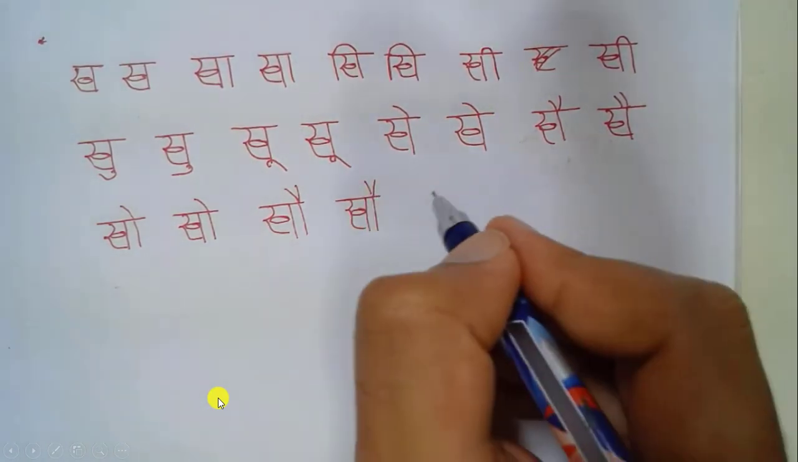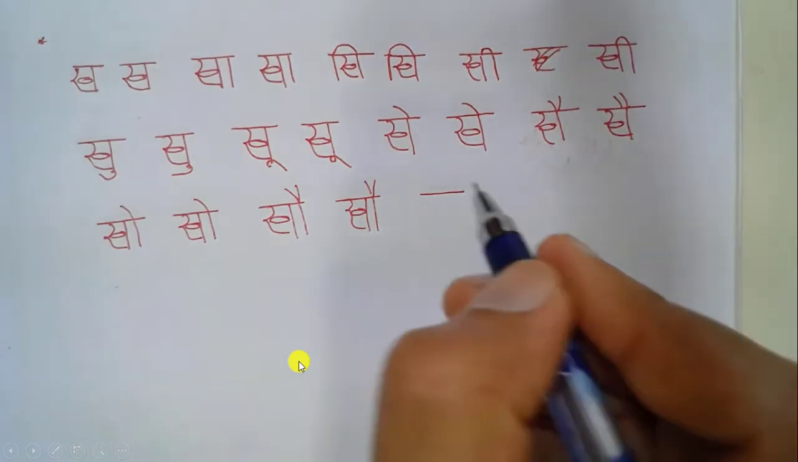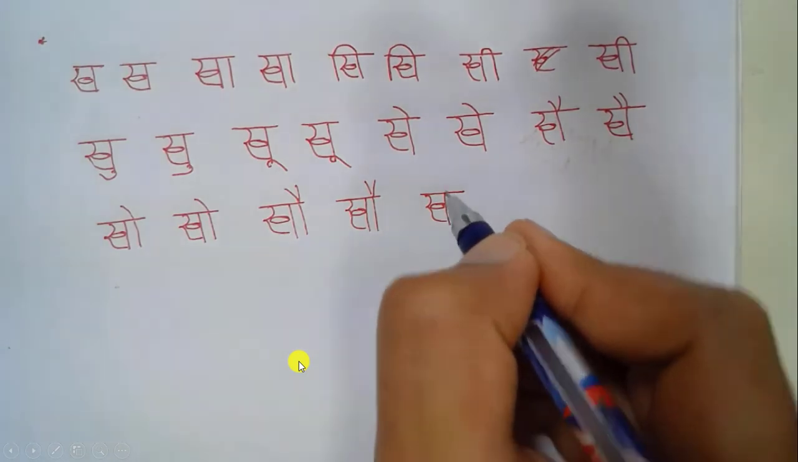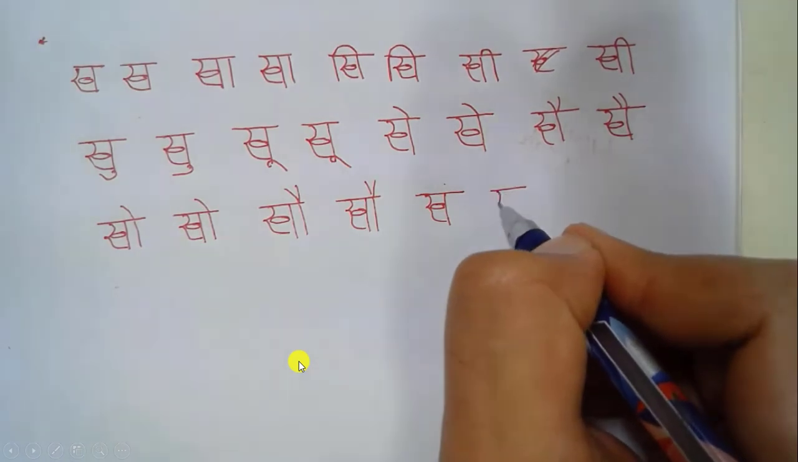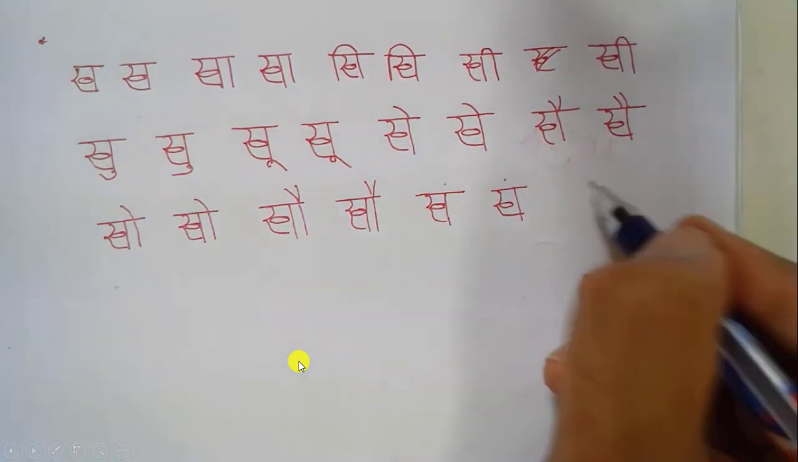The next sound is Kam. You get this sound Kam when you add K to Am. K plus Am equals Kam. And you write Kam like this: you write K, the first sound, and a dot above makes it Kam.